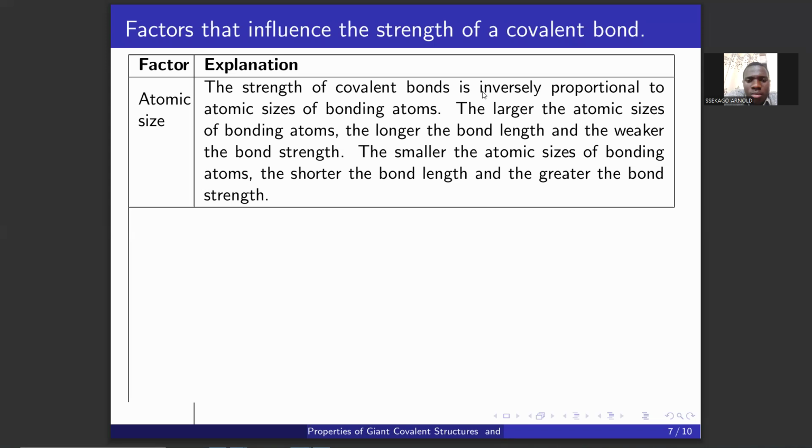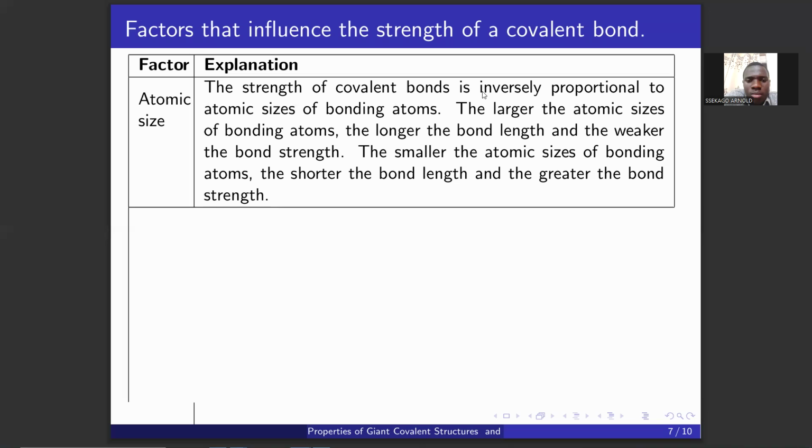So here we are to explore the factors that influence the strength of a covalent bond. Before this, we looked at factors that influence the strength of a metallic bond and the strength of an ionic bond. Now, these are the factors that influence the strength of a covalent bond.